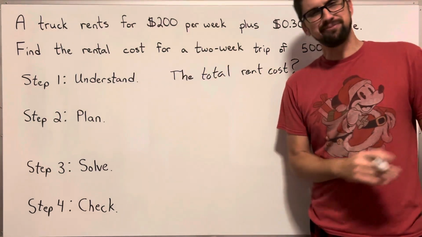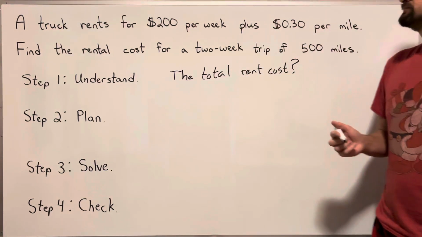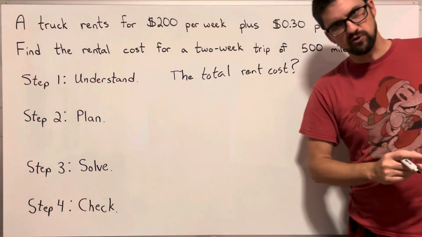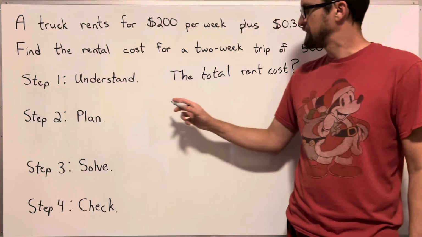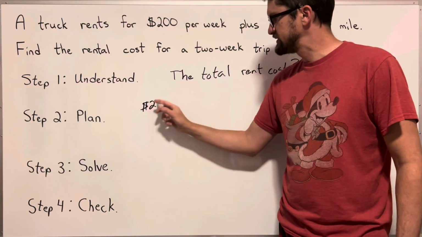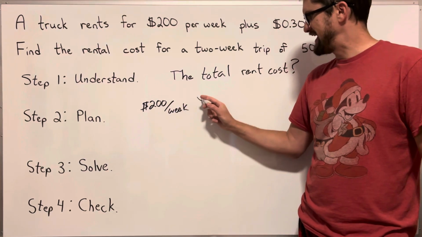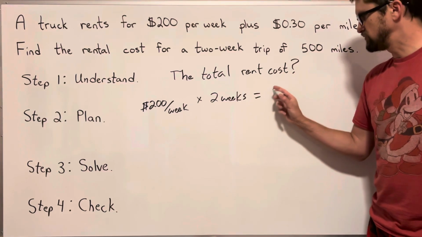Step 2 is to plan out how you want to solve this. We know we have it for 2 weeks at $200 per week, so we can find the cost for those 2 weeks by taking $200 per week and multiplying it by 2 weeks. That would give us $400.